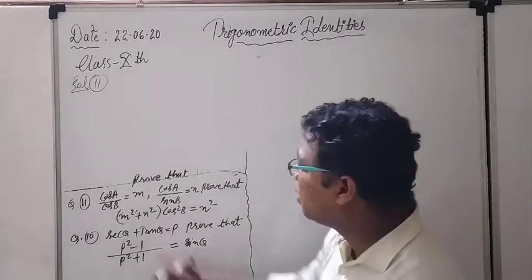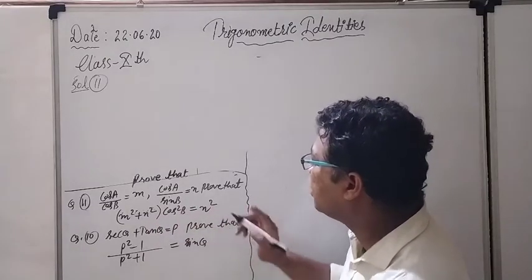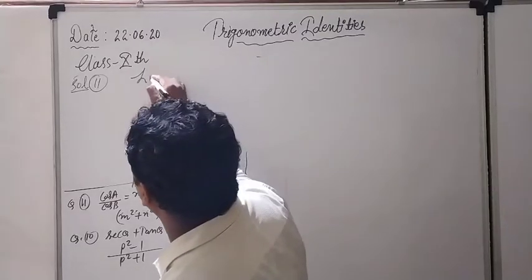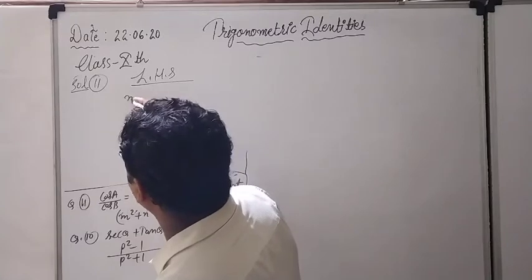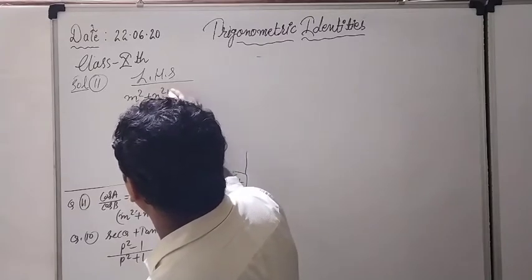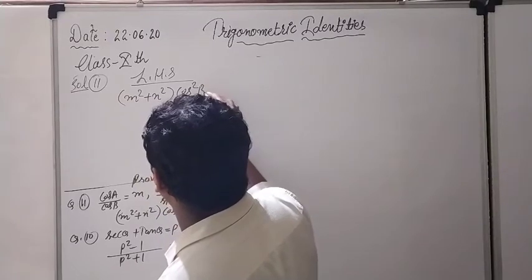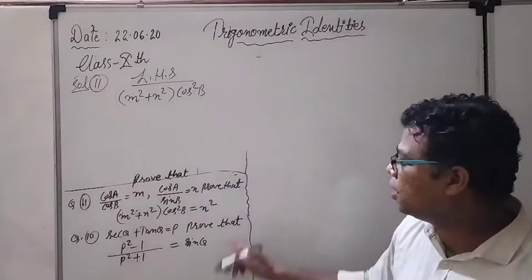We have to prove that m square plus n square into cos square B is equal to n square. So I will take the left hand side, no problem. What is the left hand side? I am going to write down m square plus n square inside the bracket. After that we have to multiply by cos square B, and finally we have to reach our destination here, n square.